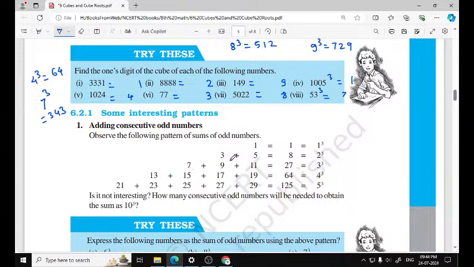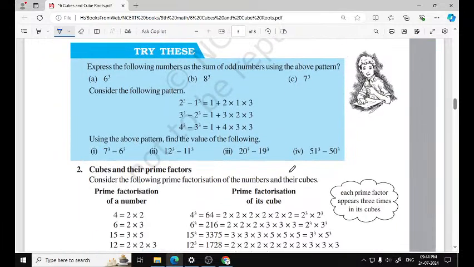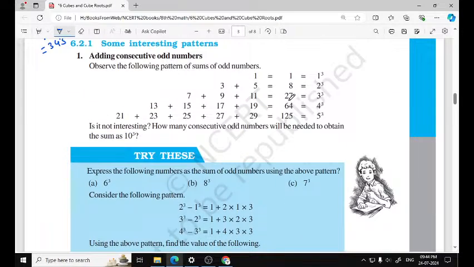Now if we add the next 3 odd numbers, that are 7, 9 and 11, then the addition is 27, and so on. Express the following numbers as the sum of odd numbers using the above pattern.